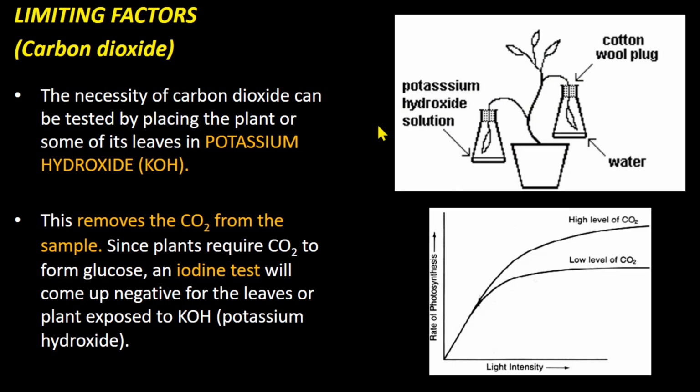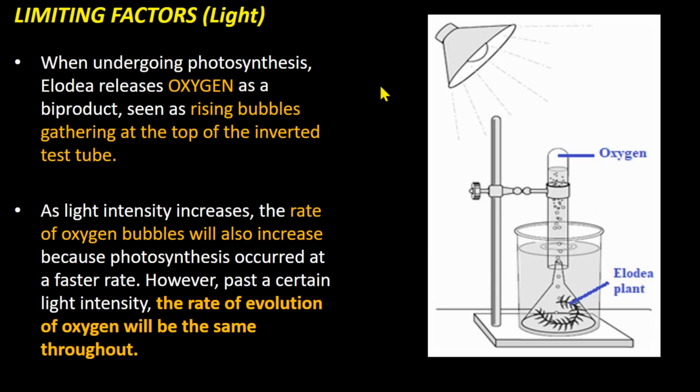So in terms of carbon dioxide, to test the necessity of carbon dioxide, you can place the plant or some of its leaves in potassium hydroxide. What potassium hydroxide does is that it absorbs and removes the CO2 from the sample. And since plants require CO2 to form glucose, an iodine test will come up negative for the leaves or plant exposed to potassium hydroxide. Remember, iodine tests for starch. So these leaves here would have a negative test for starch because they would not have been able to form glucose from photosynthesis.